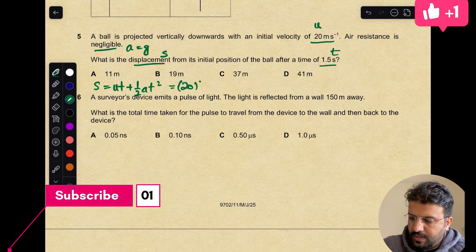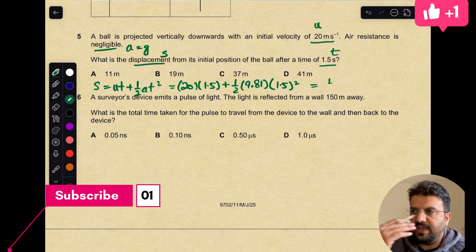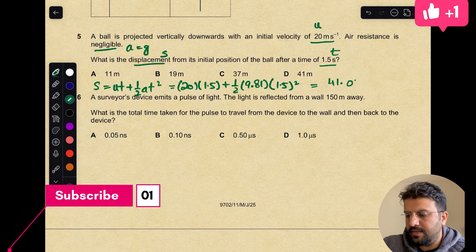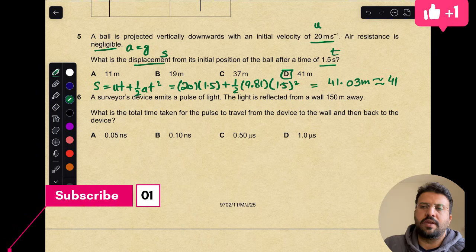u is 20, t is 1.5, plus 1 by 2, acceleration is 9.81, and t is 1.5 with a square on it. When you do the calculation, you will get 41.03 meters. So that is roughly 41.